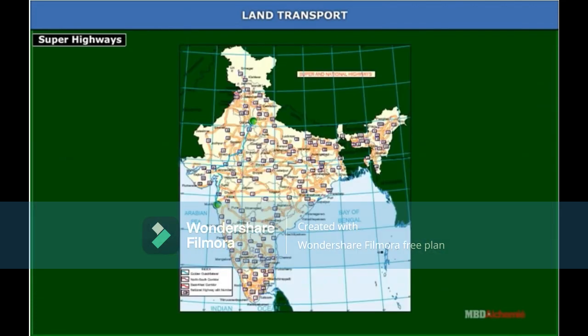Land transport. Superhighways. The government has opened road building to the private sector as well as to joint collaborations with foreign countries. Its policy is to build, operate, and transfer, abbreviated as BOT. Private sectors will bear the cost of construction, operate roads, and collect road taxes. The use of surface roads by automobiles has increased the importance of roads.